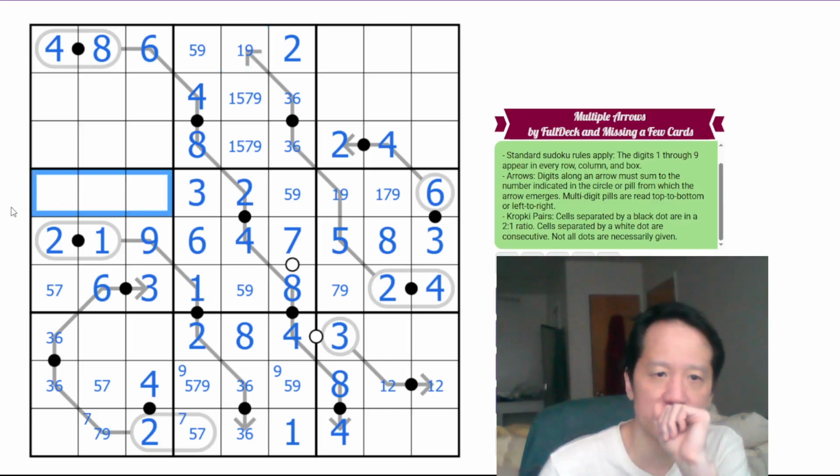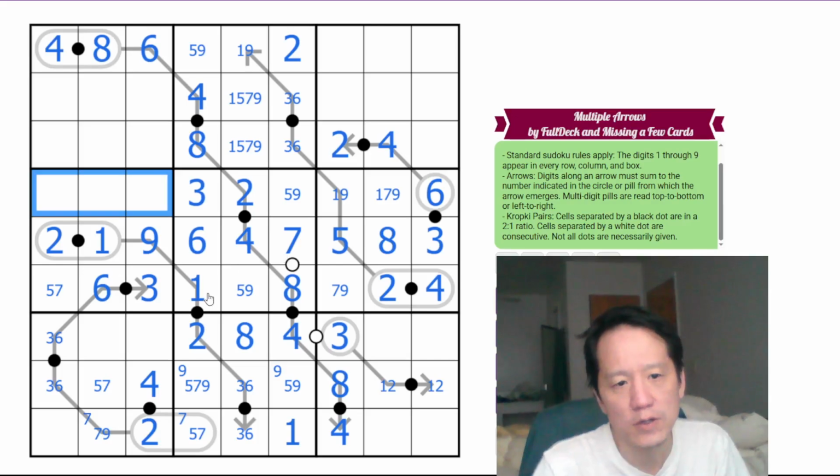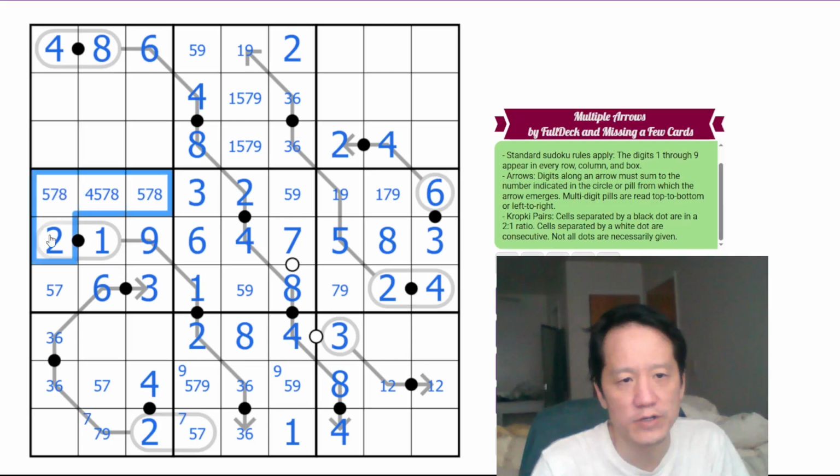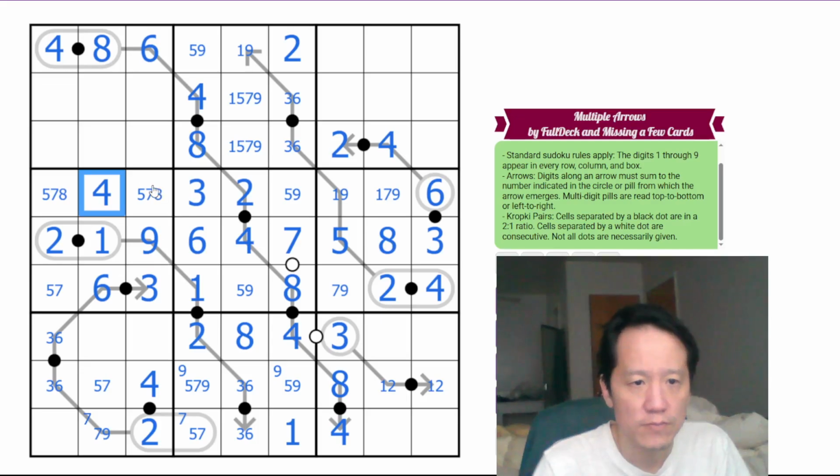The remaining digits in this box particularly are 4, 5, 7, and 8. This can't be 4. This can't be 4. Where is the 4? In this box, it has to be here. And either of these could be 8. We're not sure which.